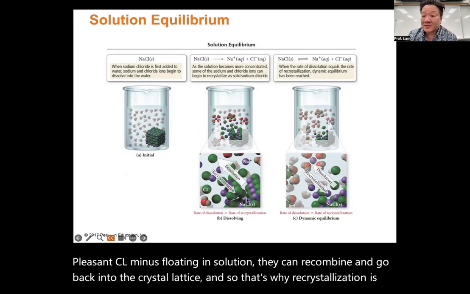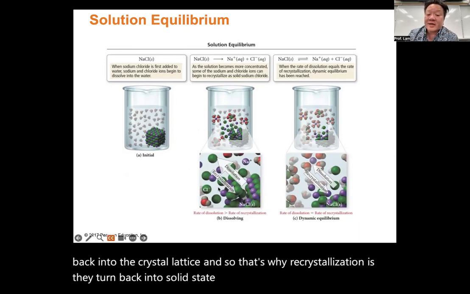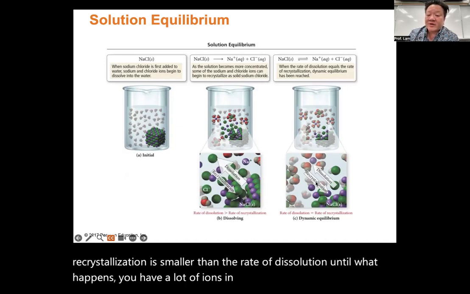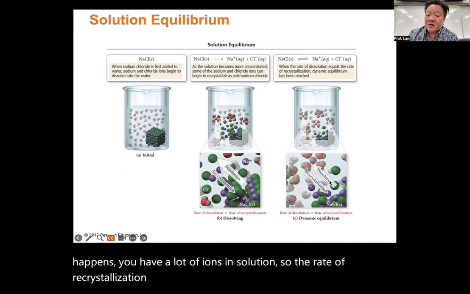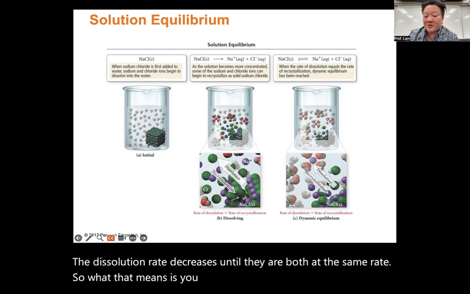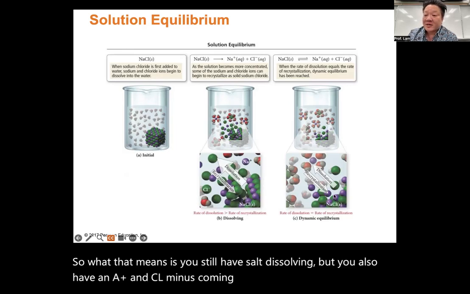They turn back into solid state. But at first, the rate of recrystallization is smaller than the rate of dissolution, until you have a lot of ions in solution. So the rate of recrystallization grows while the dissolution rate decreases until they are both at the same rate. What that means is you still have salt dissolving, but you also have Na+ and Cl- coming together and recrystallizing at the same rate.